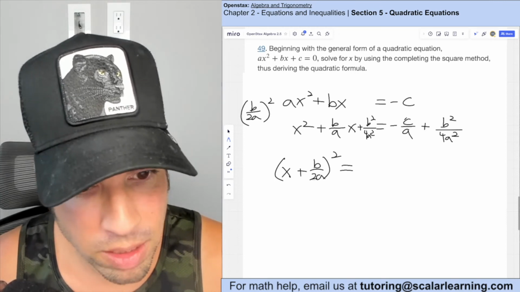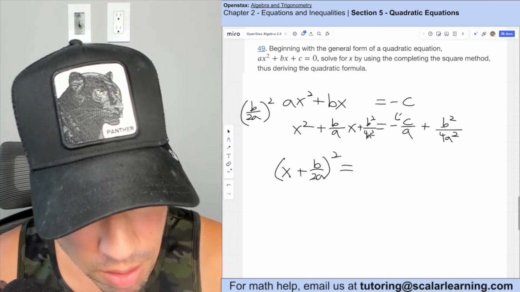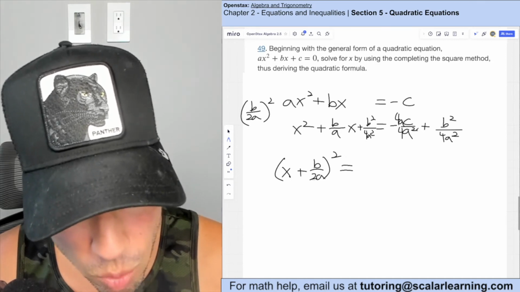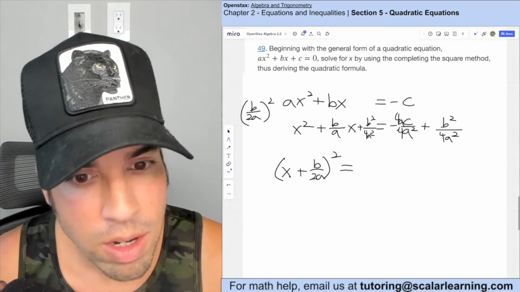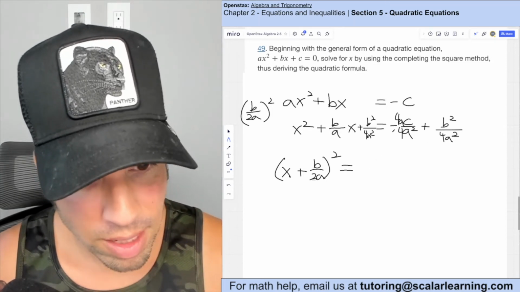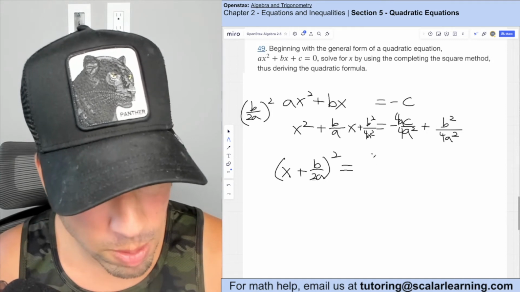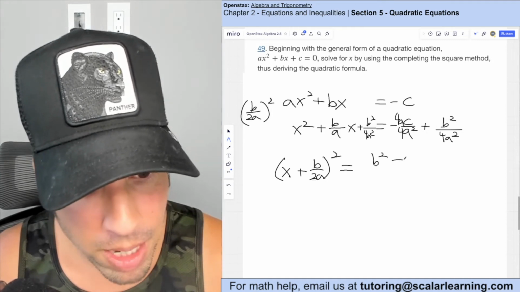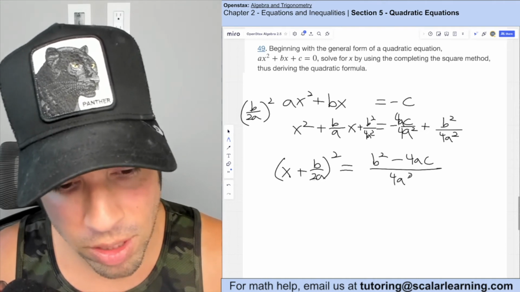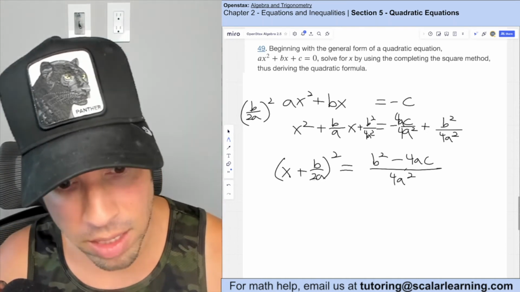So if I multiply the top and bottom by 4a, I get 4a. And then here I get 4a squared. A times a is a squared. And now I can consolidate that. Since that's negative, I'm going to put that second just for fun. So I'm going to make it b squared minus 4ac all over 4a squared. You can see this is coming together as we might expect.